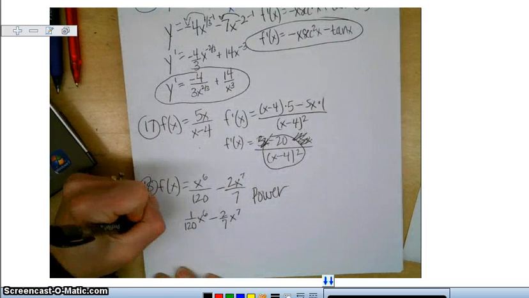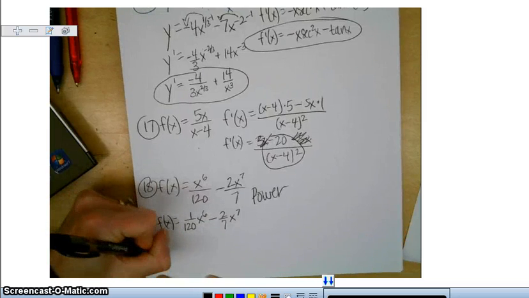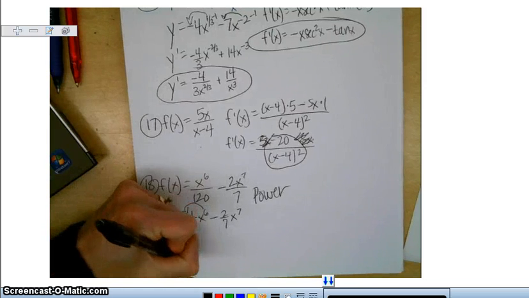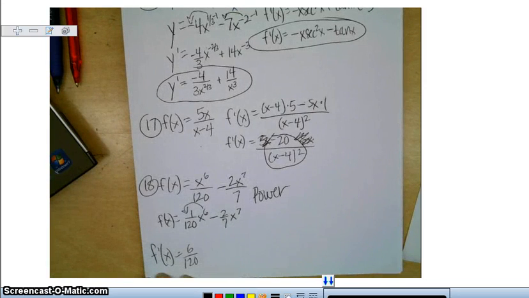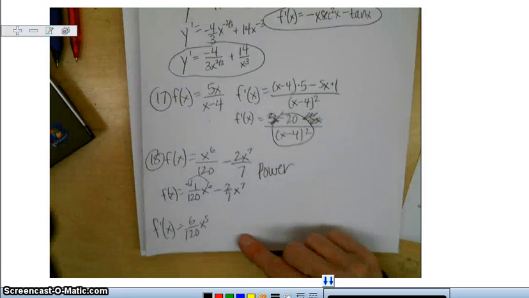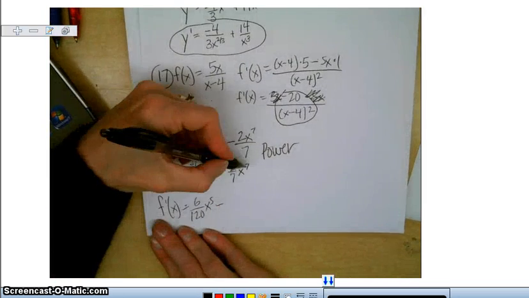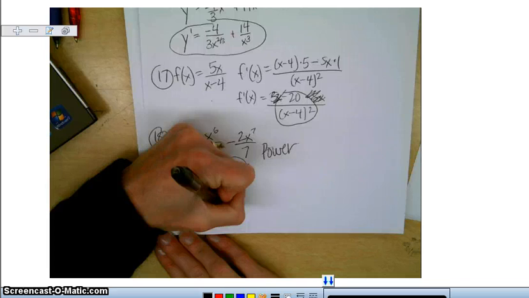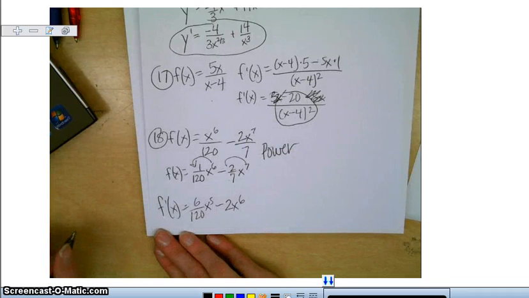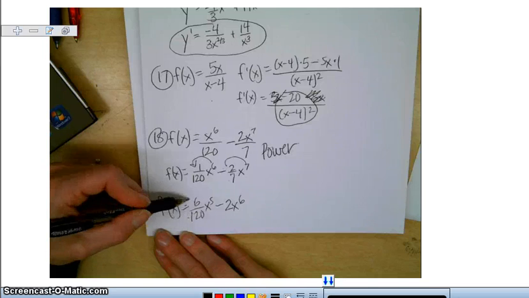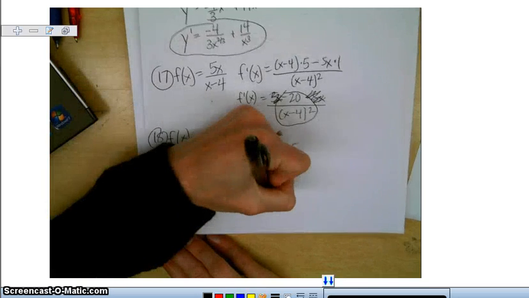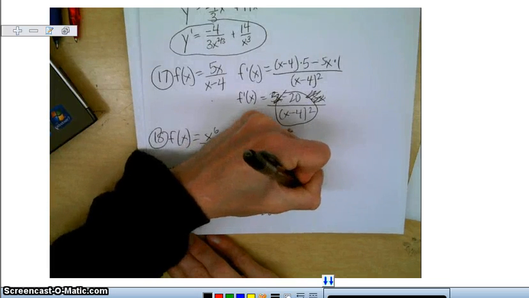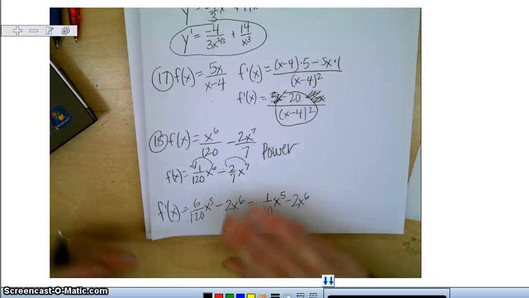And so the derivative, if I just use the power rule, 6 times 1 over 120 actually gives me 6 over 120. If I subtract 1 from the power, I get x to the 5th. And then minus, if I multiply by 7, the 7 on top and the 7 on the bottom cancel, and I just get 2x to the 6th. Now one thing I should do here, 6 goes into 120. You can reduce that fraction. So your final derivative should be 1 over 20 x to the 5th minus 2x to the 6th. And you can leave it just like that.